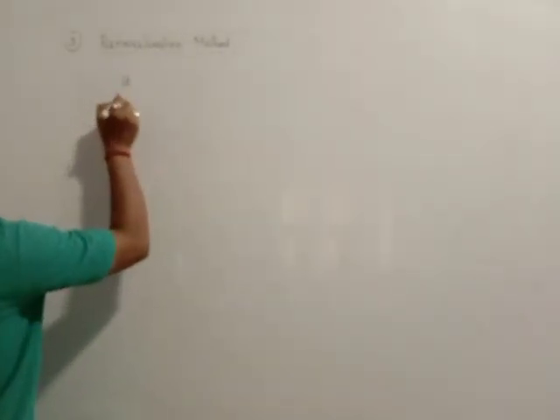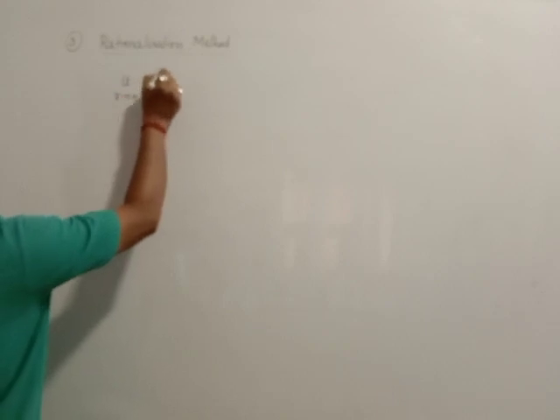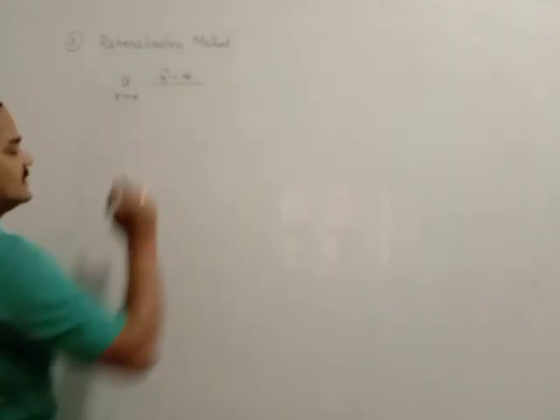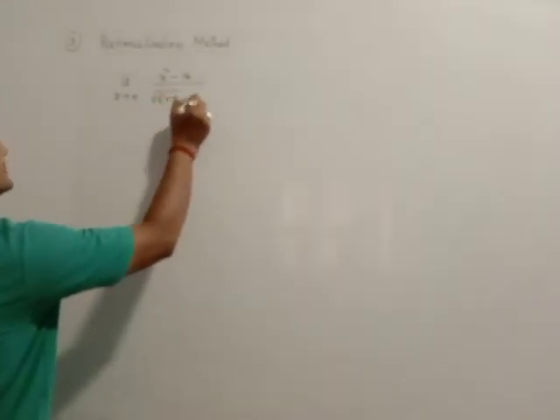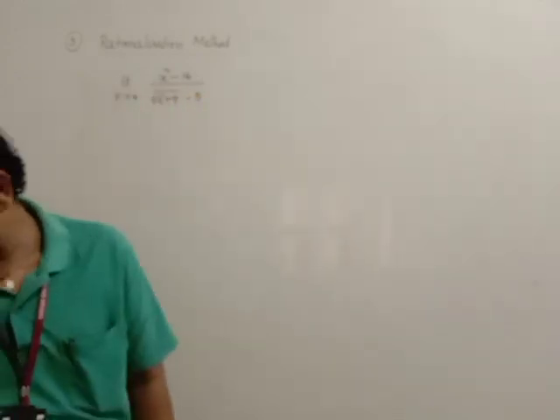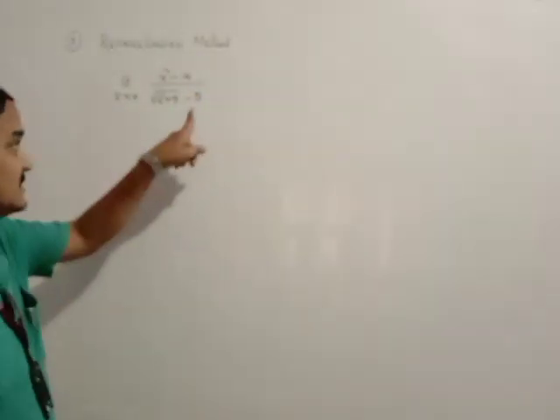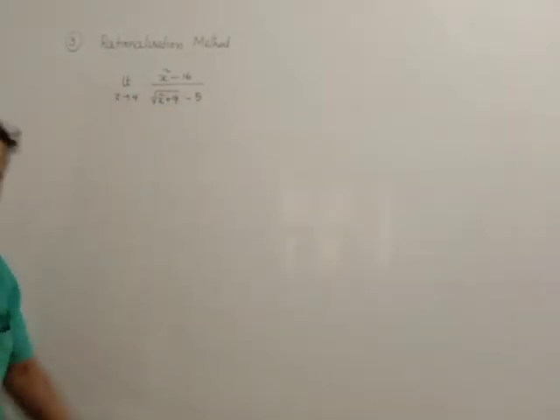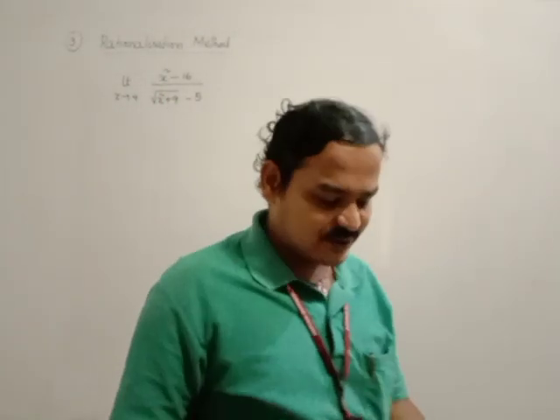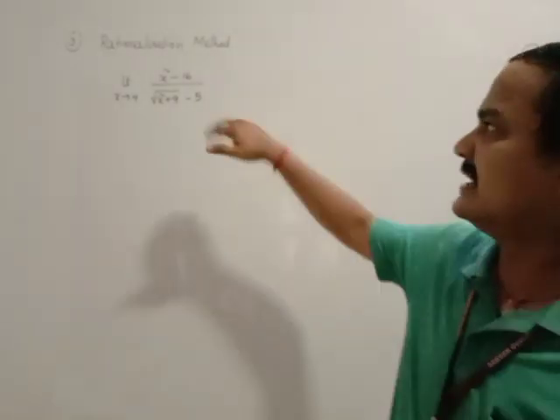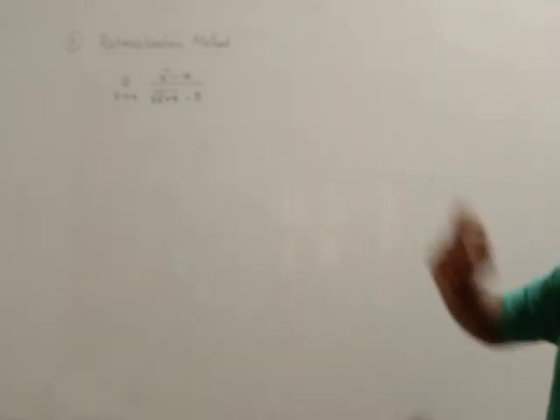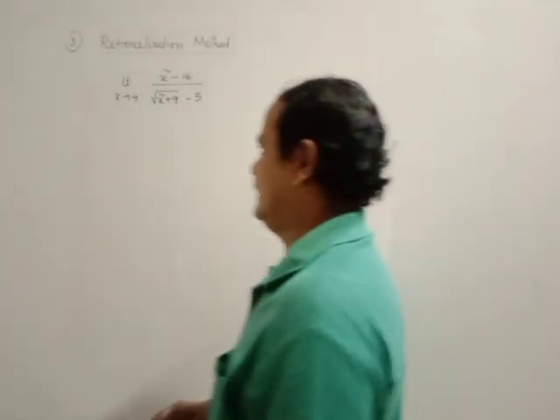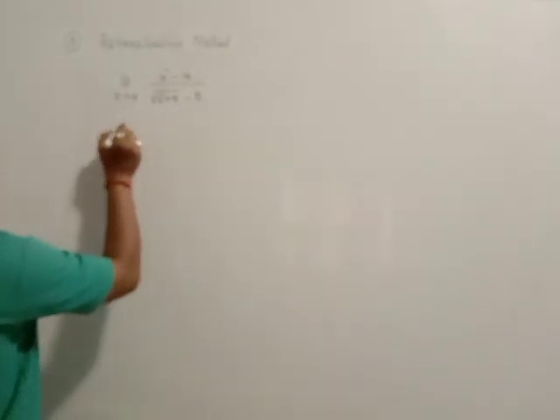Limit x tends to 4, (x² − 16) divided by (√(x² + 9) − 5). Here the 5 is outside of the root. In the previous question, the square root was in the numerator, and in this question, the square root is in the denominator. The process is the same as before.